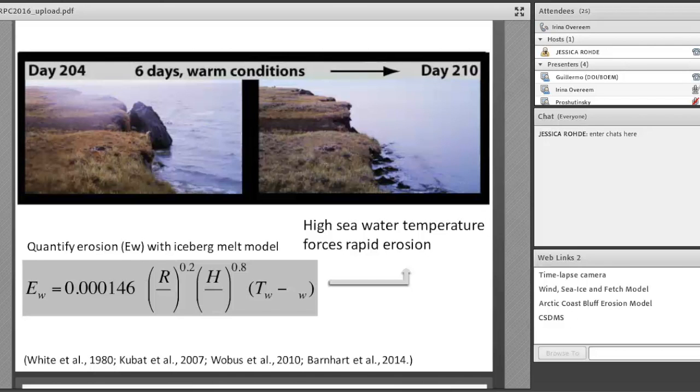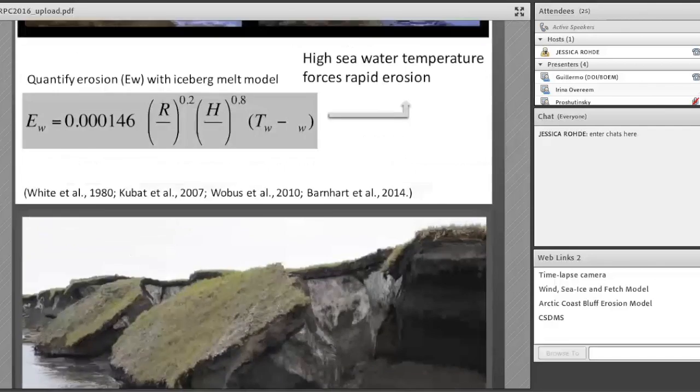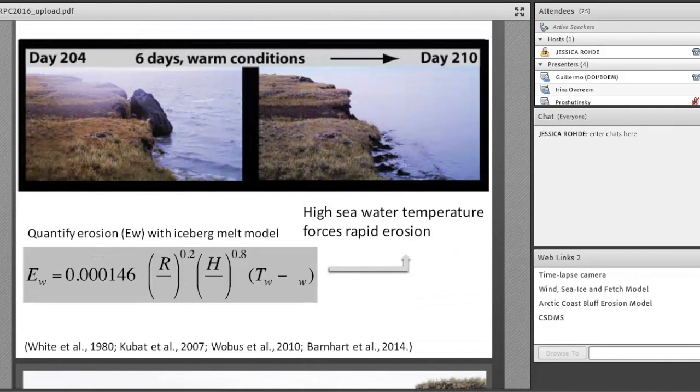And then we found that if we're in warmer conditions and the ocean can actually interact with the coast, then the erosion is suddenly pretty rapid. Remember that I was saying that this is about 4 or 5 meters in height. These blocks are typically something like 15 meters long. And in about 6 days of warm water conditions and not that much wave activity, this entire block has disappeared. And so we set up this iceberg melt model.